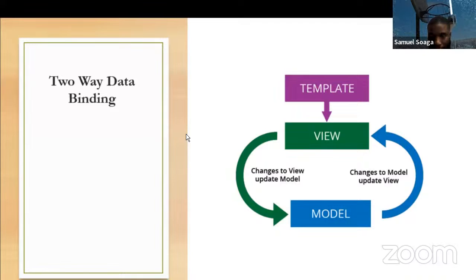So in two-way data binding, a change in the view causes a change in the model, or a change in the model causes a change in the view. Let's go to the next slide.